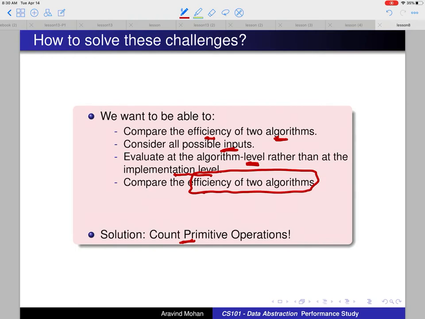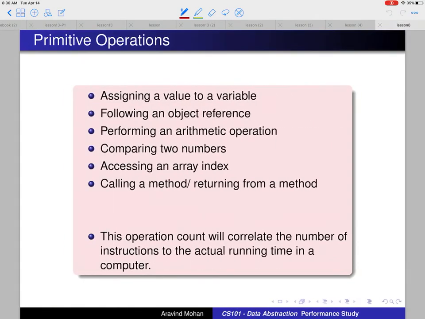So one method of doing that would be the so-called count primitive operations, where we will be able to count all the operations step by step manually. We break it down into primitive operations. So we have 6 primitive operations. Every time you're doing an assignment of a value to a variable, let's say int x equal to 10, that's one primitive operation.